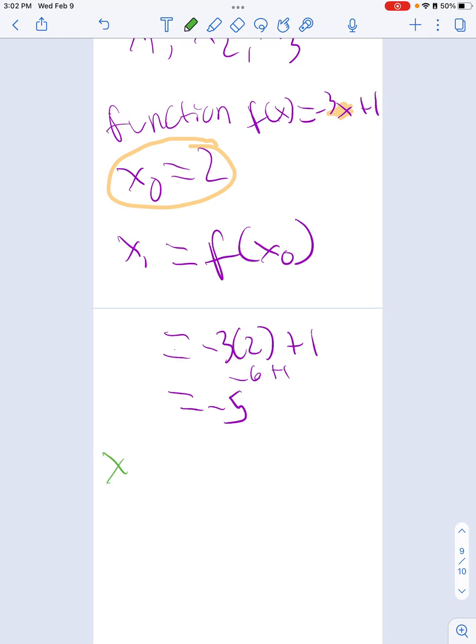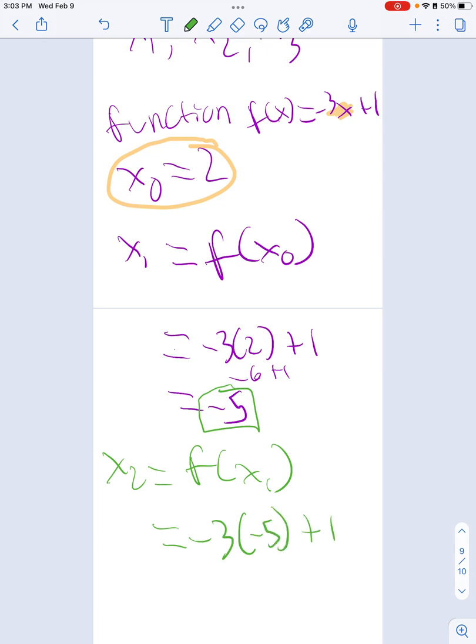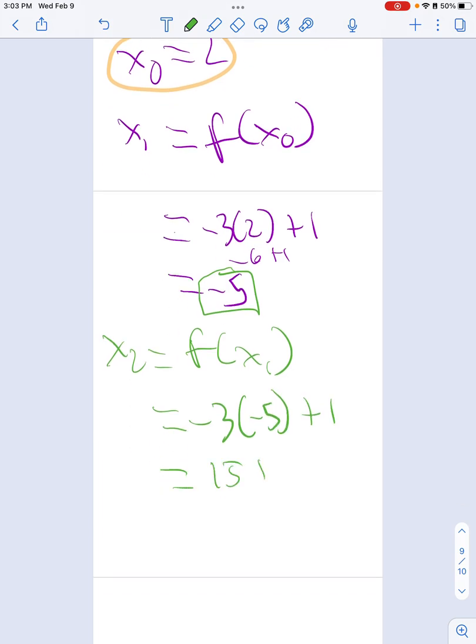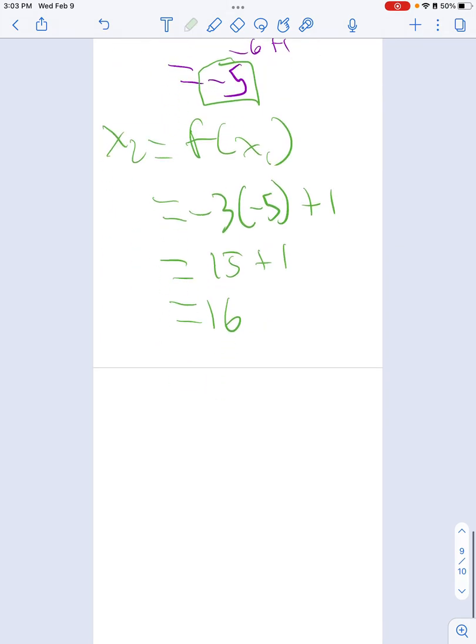Now, all I have to do is say, all right, I want to find my second iteration now. Well, I'm going to use the first number. So now I'm going to use negative 5. So every time I see x in this equation, I'm going to plug in a negative 5. Negative 3 times negative 5 is 15, plus 1 is 16.